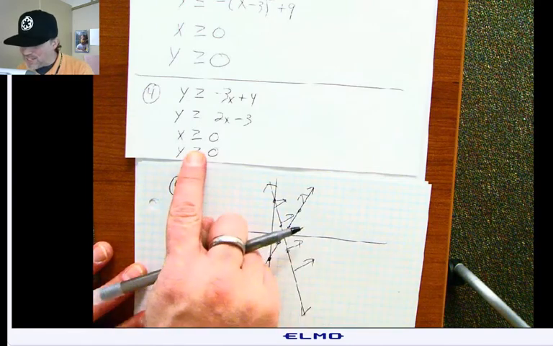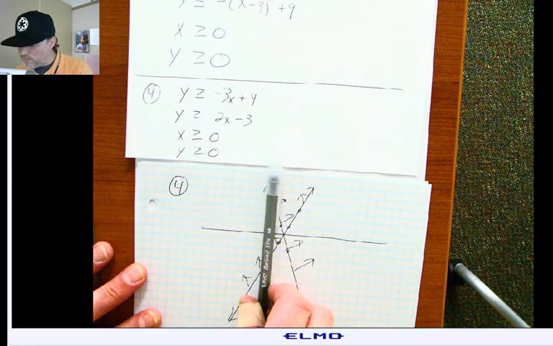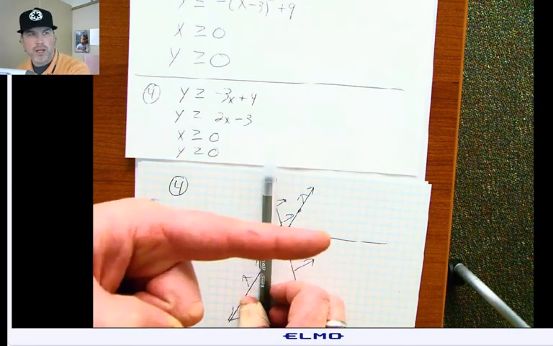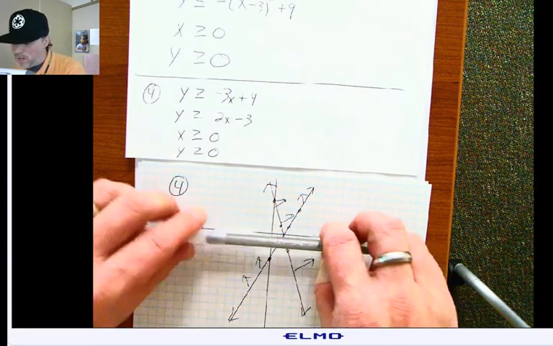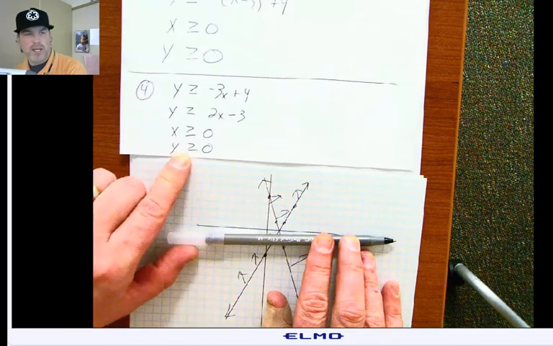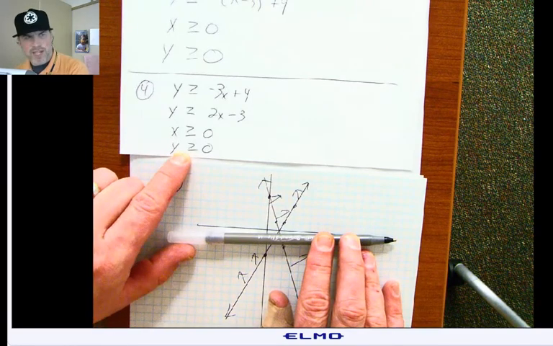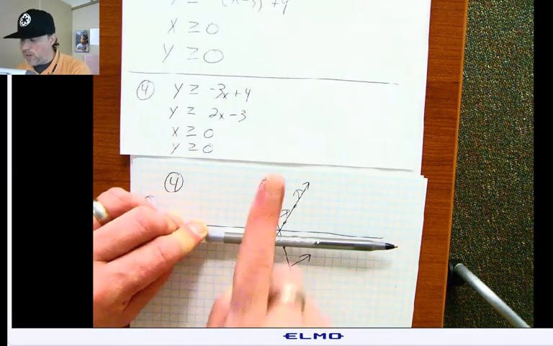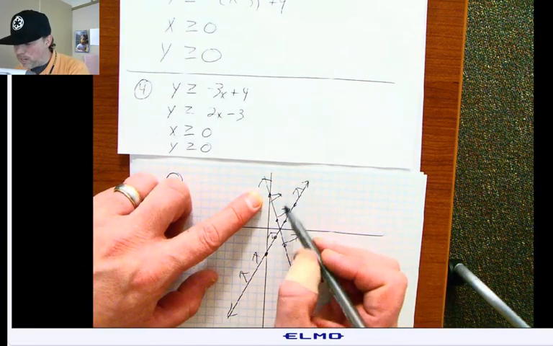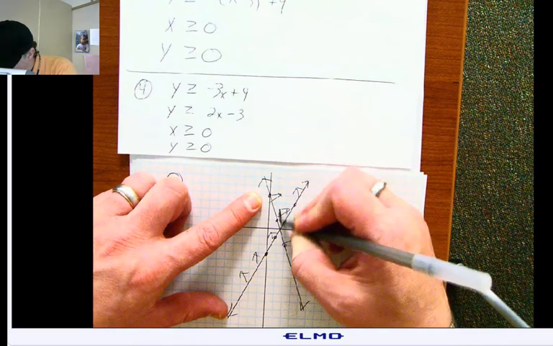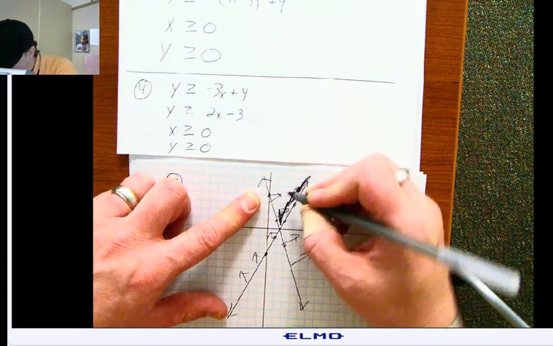And then it says x needs to be greater than 0. So I'd have that vertical line, and I could only shade to the numbers bigger than or equal to 0. On my y-axis, it must be y is greater than or equal to 0. So I'd shade above. So it needs to be entirely within the first quadrant, yet above these two lines. So this is my solution area.